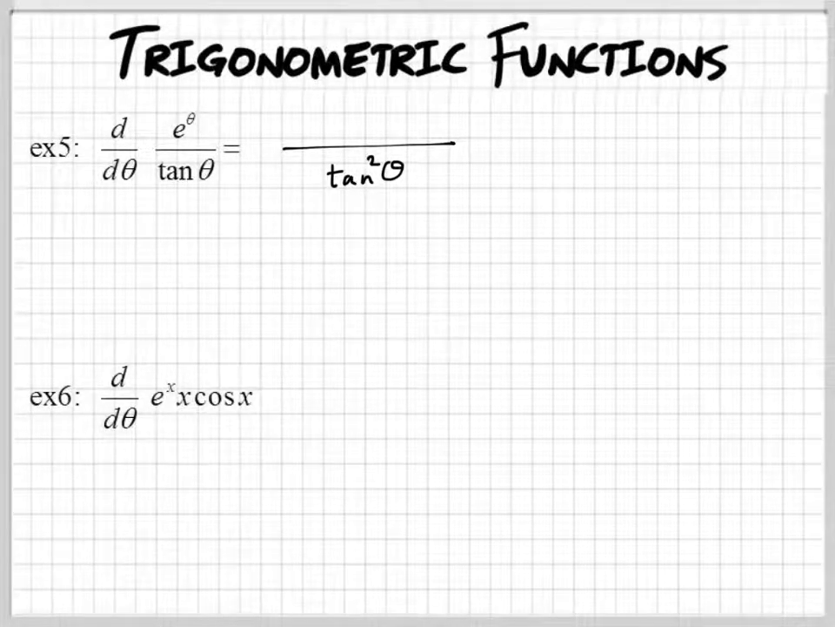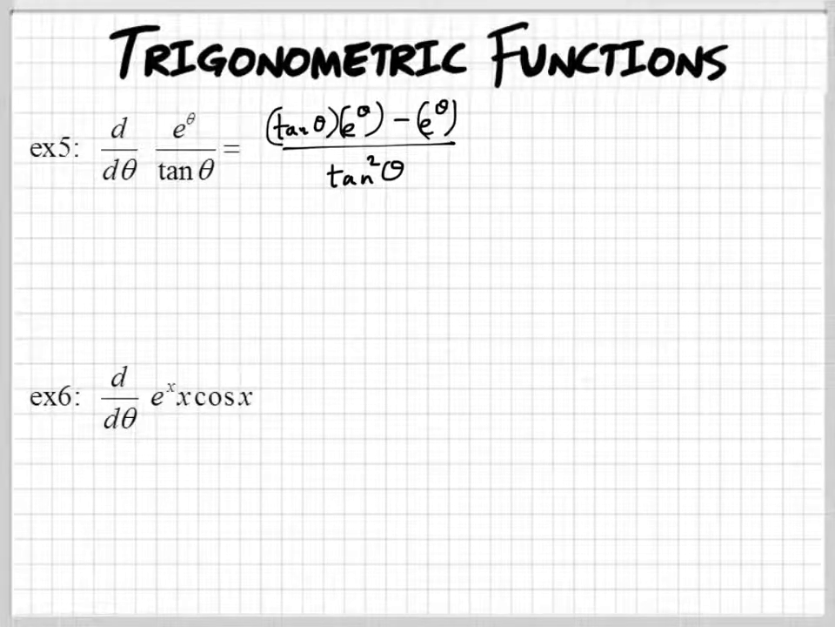The top, we're going to do derivative of the top times the bottom. Remember, it's low d high. So it's low, and then the derivative of the top. Now, what is the derivative of e to the theta? Oh, yeah, e to the theta. No problem. Minus, and then it's high low. So we got the high times the derivative of the low. And the derivative of the low is secant squared theta.